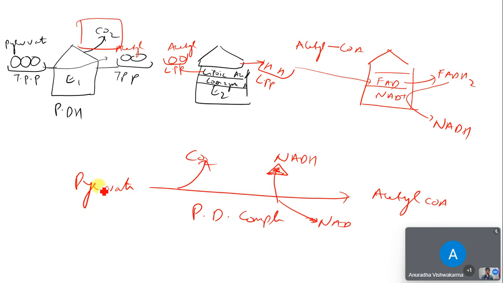When pyruvate is converted into acetyl CoA, this pyruvate dehydrogenase complex releases one CO2 and then converts NAD plus to NADH. So these are the enzymes mostly. The conversion of pyruvate to acetyl CoA is a very regulated step, in which this particular enzyme is highly regulated. Most of the positive and negative regulation targets this particular enzyme of the entire complex. So did you get it? This was the simplest explanation I could give. Actually, I don't remember the exact pathways.